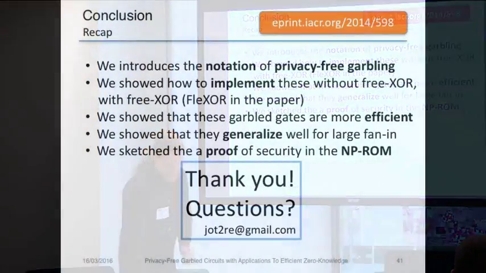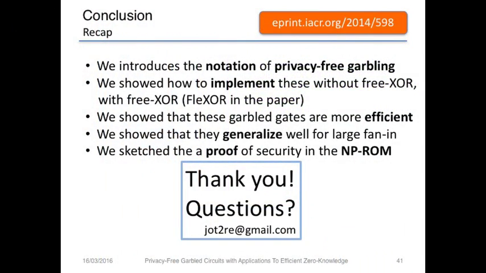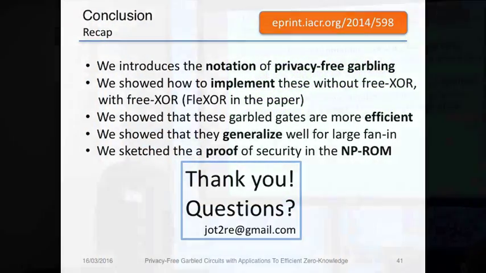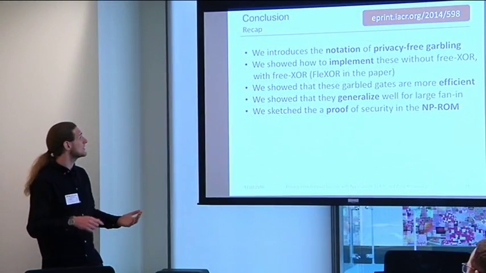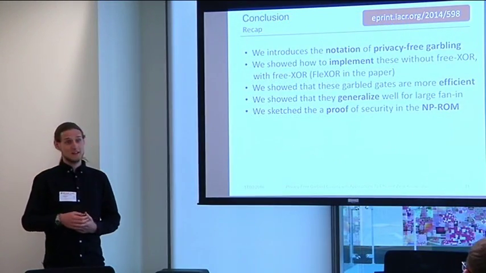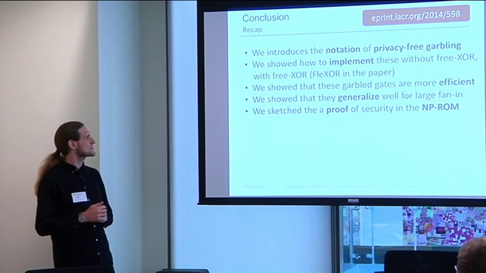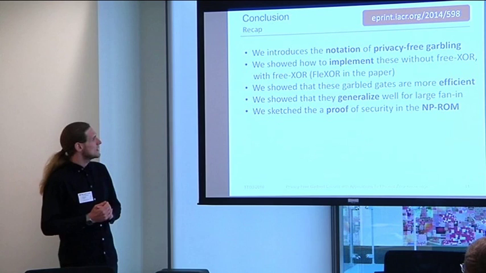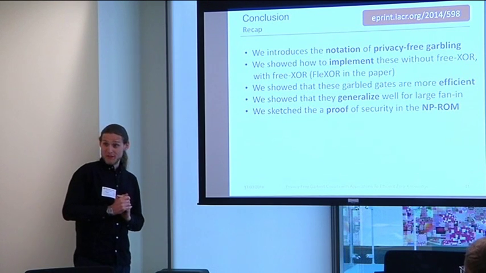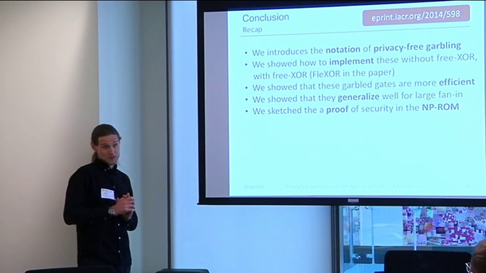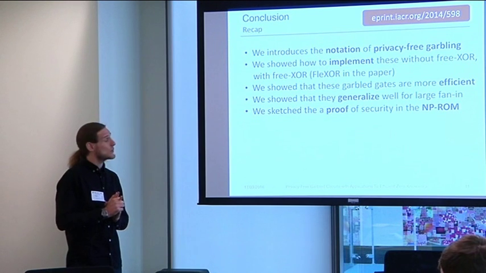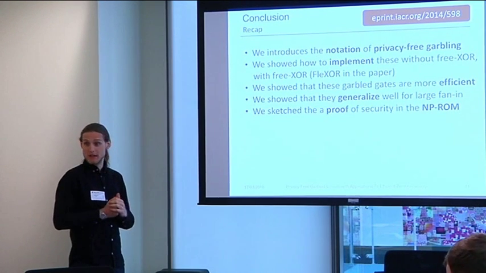So a little bit of a recap. What I've talked about today is the notion of privacy-free garbling. Showed how to implement this both with free XOR and without free XOR. In the paper, you can read about the FlexOR, but that has been sort of surpassed by the half gates. We show that we can do these more efficiently than fully secure garbled gates, which is, again, still the case even after the half gate paper.